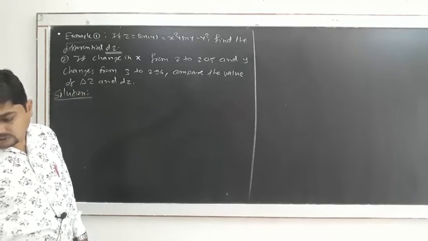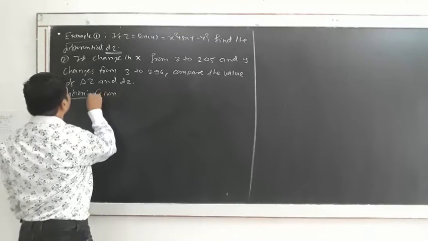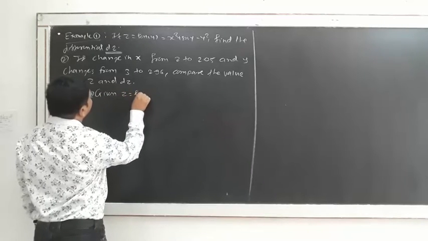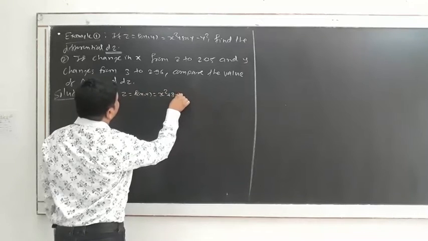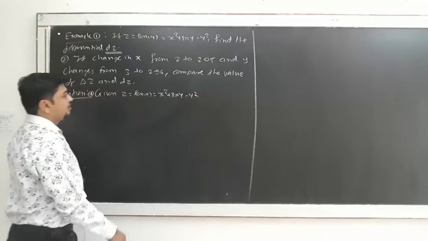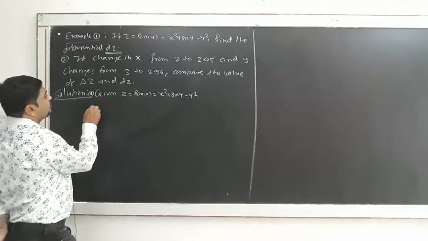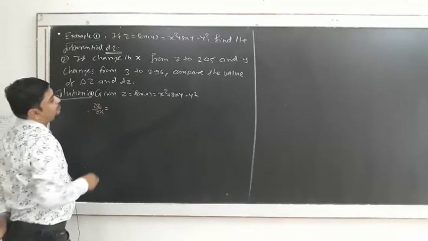Okay, so we solve the example. First we solve the first part. Given z equal to f of x,y equal to x squared plus 3xy minus y squared. We have to find the first derivative, that is, partial z by partial x. How do we find partial z by partial x?